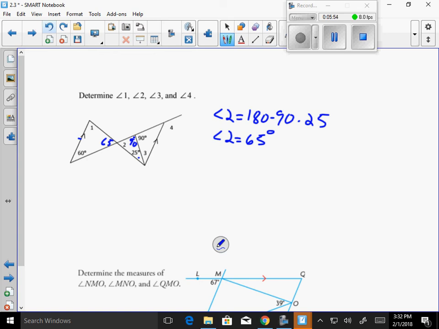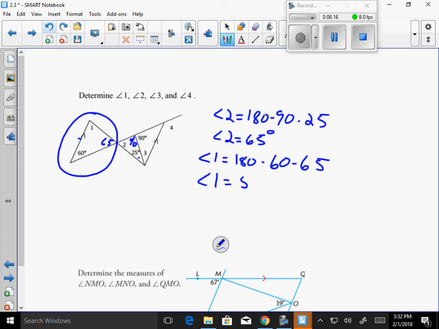So now that I have two angles here, I can also solve for angle 1. Angle 1 is just going to be 180, because this triangle is going to be 180 minus 60 minus 65. So angle 1, if I work that out, equals 55 degrees. Okay, I'm just going to erase some of this stuff here just to clean up. That's 65 back here.